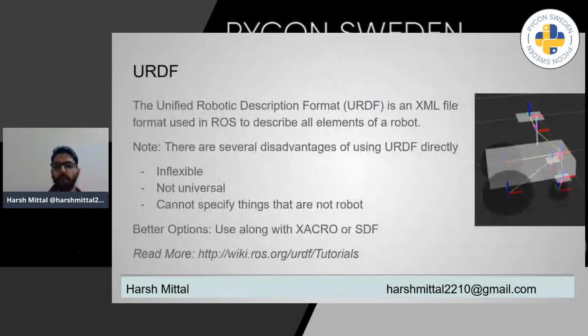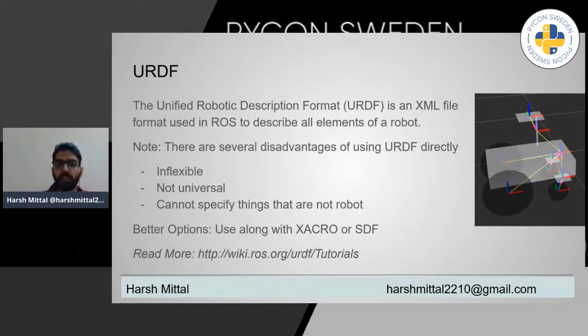Let's start with the URDF. So URDF is the Unified Robotic Description Format. It is an XML file which ROS uses to describe all the elements of a robot. Now it has several disadvantages. Like if you use the URDF file directly, first, it's very inflexible. Next, it's not universal, and we cannot specify things that are not robot. So if you want to add some obstacles in front of your robot, unless and until it is of type robot, we cannot actually describe it using URDF.